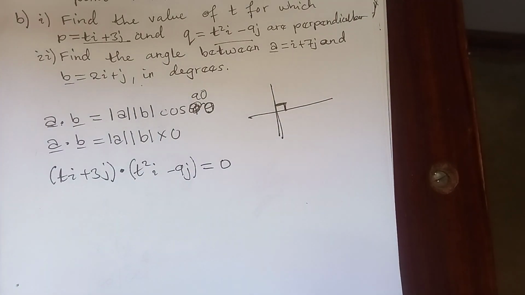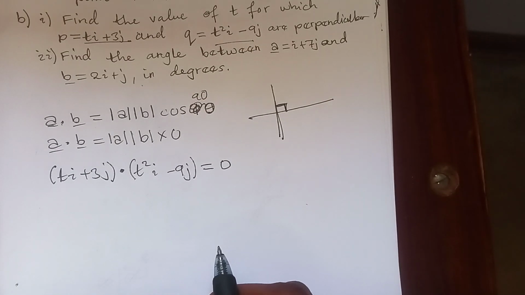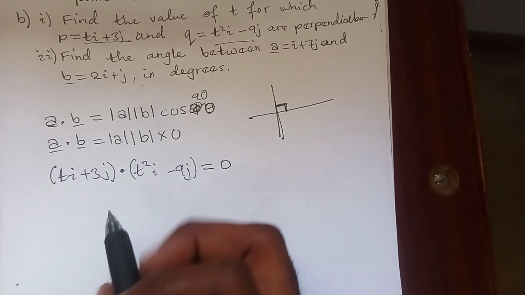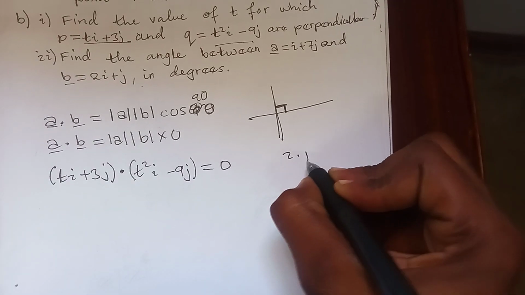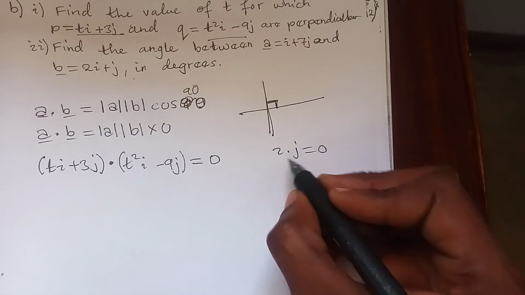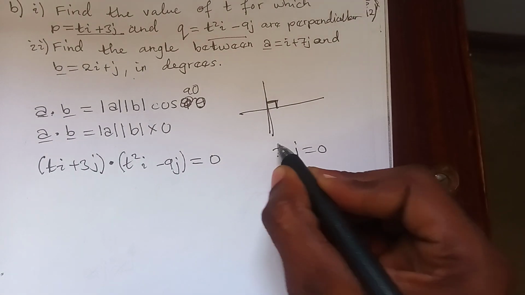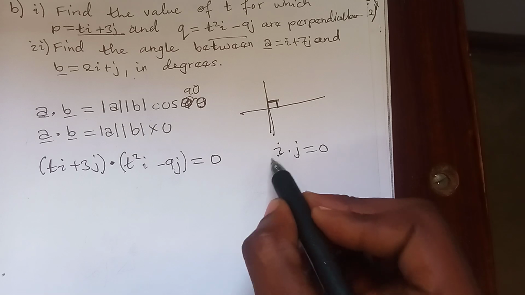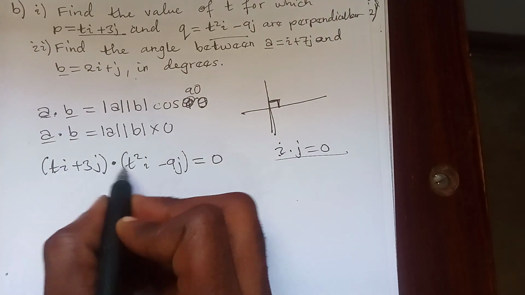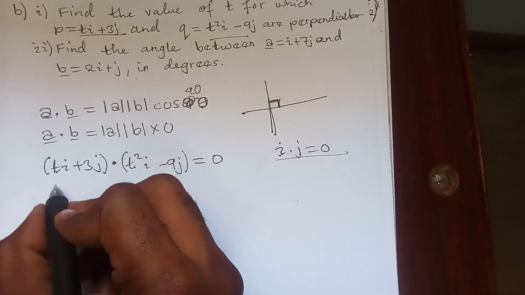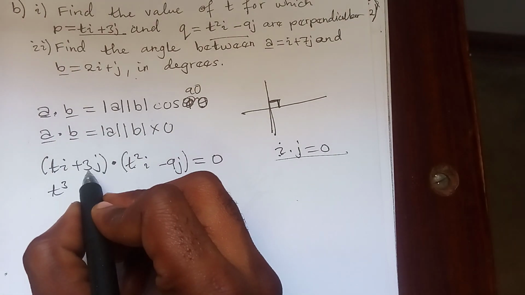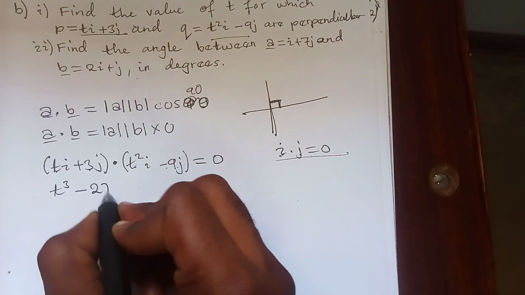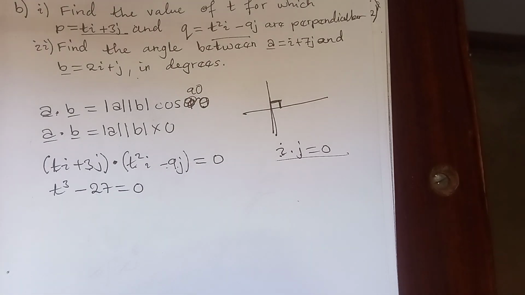So now when you are multiplying two vectors, just multiply the i's with the i's, the j's with the j's, because when you multiply i by j, you get a 0. Remember, i is perpendicular to j, so once you multiply these two, this thing will happen again, so you don't have to multiply these. So you can say this multiplied by this is t to the power 3. Then 3 multiplied by minus 9, this will be minus 27. Everything is equal to 0.